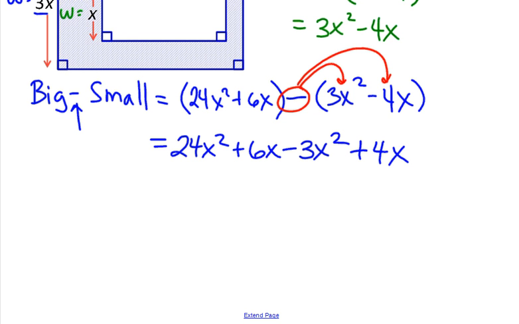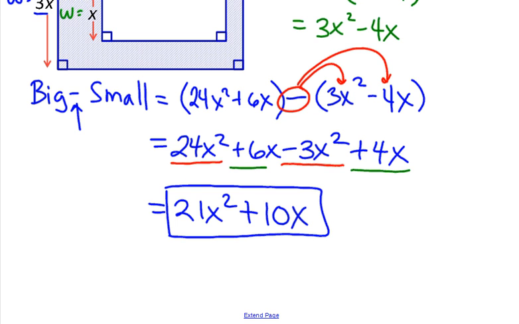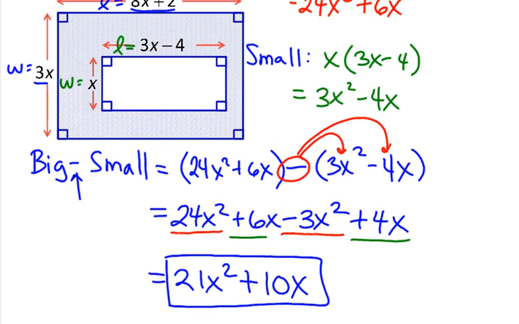All right, so now I'm going to combine like terms. So I have 24x squared minus 3x squared, so that is 21x squared. And then I have 6x plus 4x, which is 10x. So that expression right here represents the area of that blue region that's left.